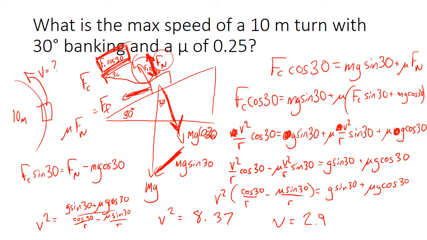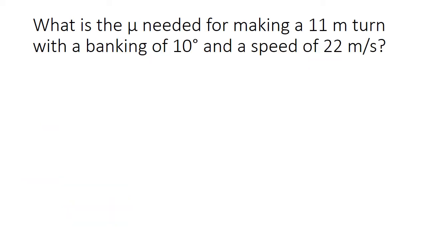There's only two of these because boy are they a mouthful. What's the coefficient of friction needed for making an 11-meter turn with a banking of 10 degrees and a speed of 22? All right, I'll bet you this one has a high number to it, because you are going fast. So it's 11 meters going this way at a speed of 22 meters per second.